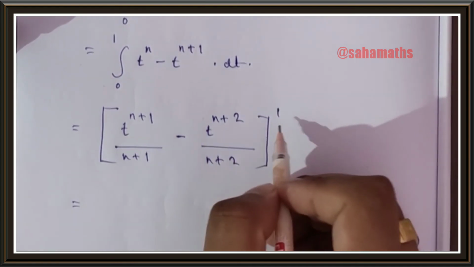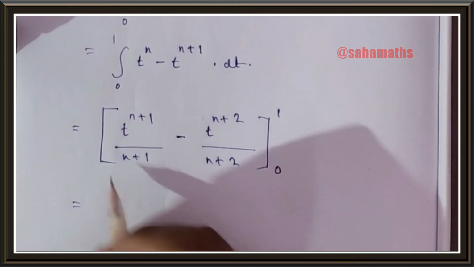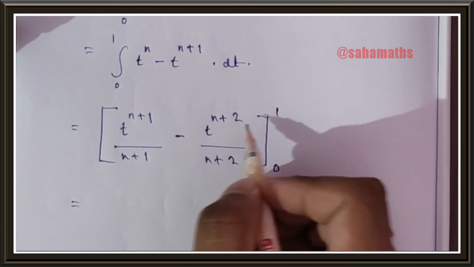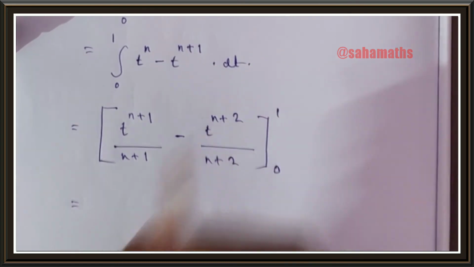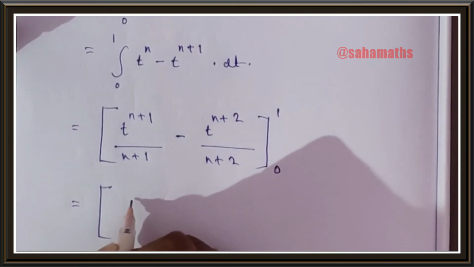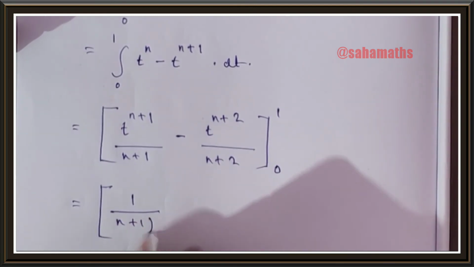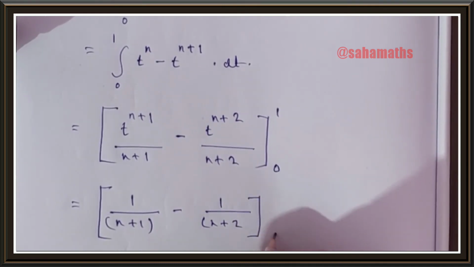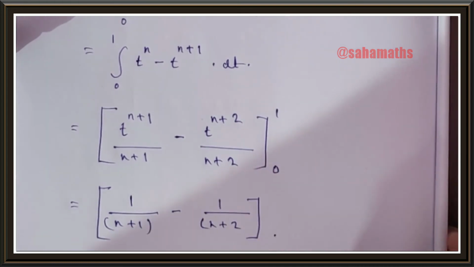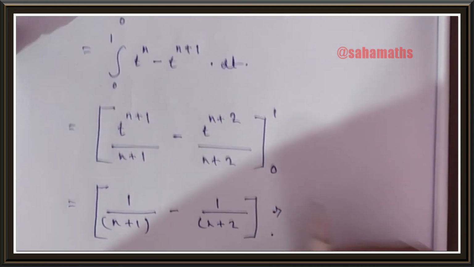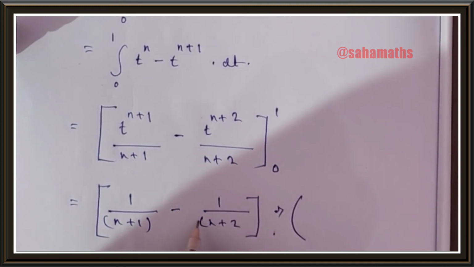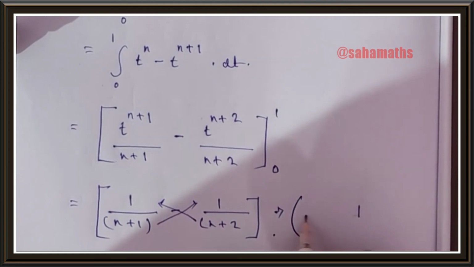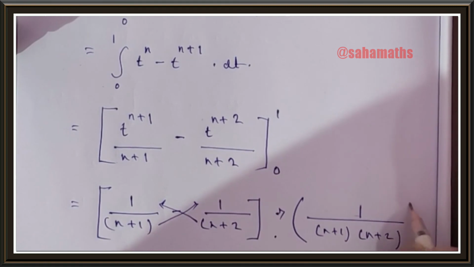Putting 1 in for t, it becomes 1 to the power n plus 1 and 1 to the power n plus 2, and we know that 1 to any power is just 1, so it becomes 1 by n plus 1 minus 1 by n plus 2, and we are one line close to our answer. Taking the normal LCM, we get the answer as 1 by (n plus 1)(n plus 2).